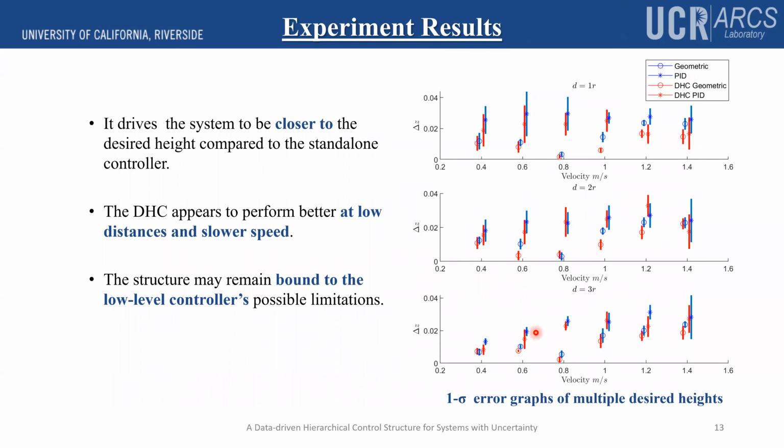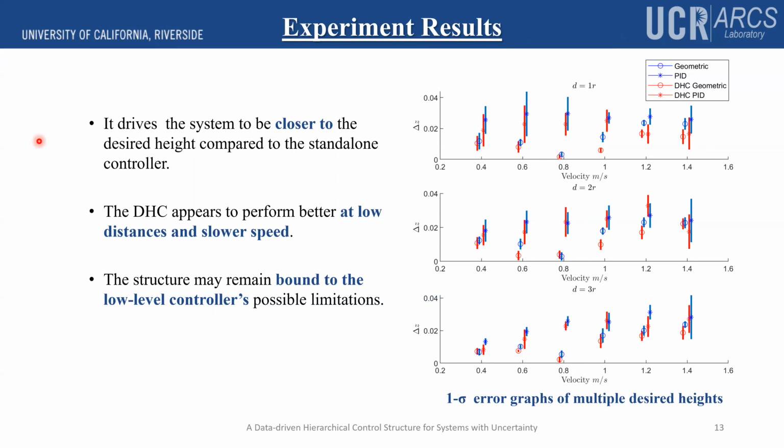All the results are plotted in these figures. Here we use a circle and a star to represent the geometric and PID controllers separately, and they mark the mean of each case. The length of the line is given by the standard deviation, and among all the cases, the red line represents the results of our controller, and the blue line is for the original one. So this figure shows the prediction error of our structure and the original controller at different distances and velocities.